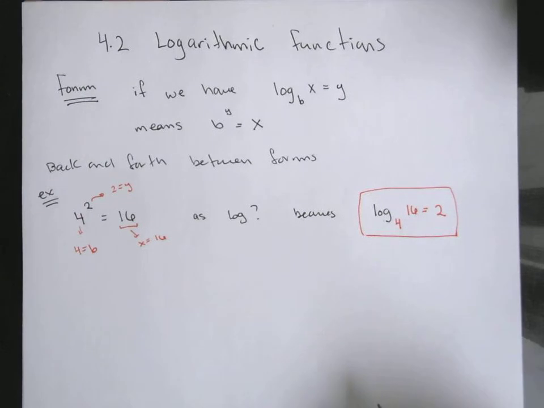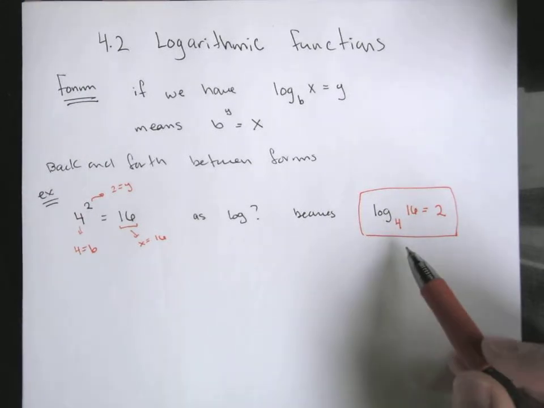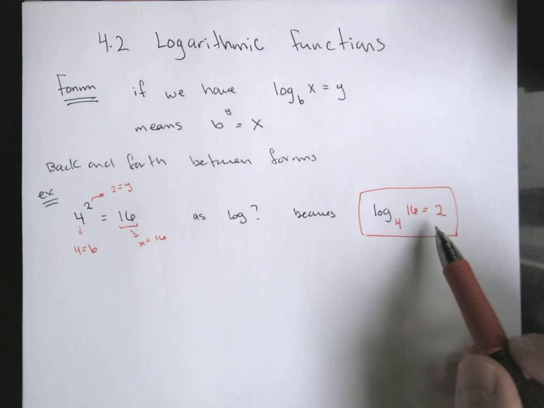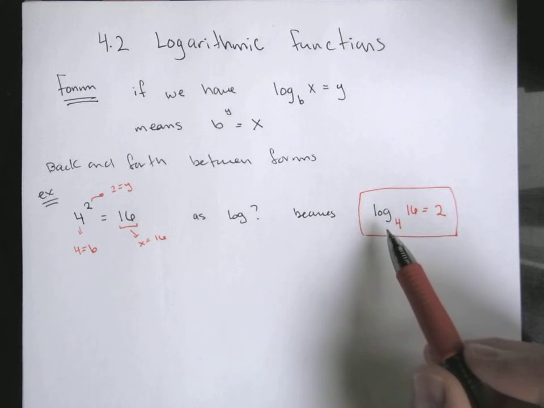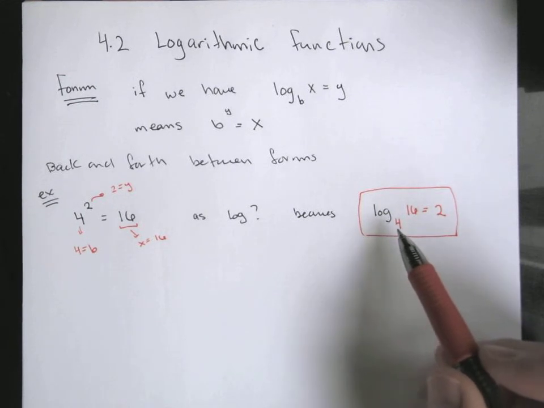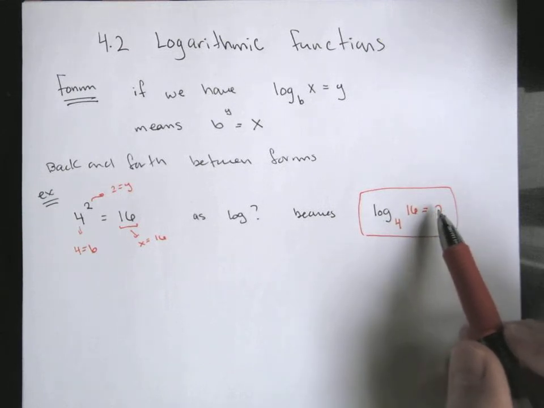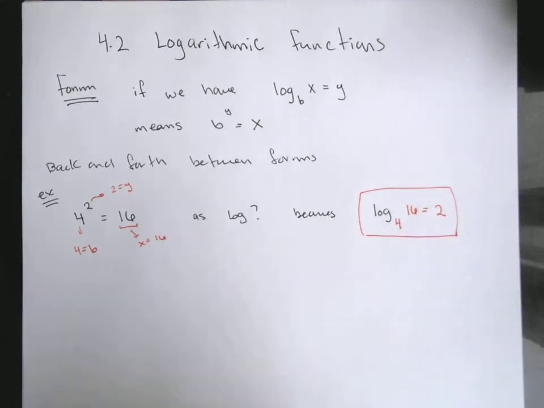So the thing to watch out for is that you're not calling this 4 raised to the 2 equals 16 and just rewriting the original exponential version of it, just throwing a log in front. The relationship here is different. So you're trying to get from 4 to 16, and you're asking yourself, what is the exponent that I need to get there?